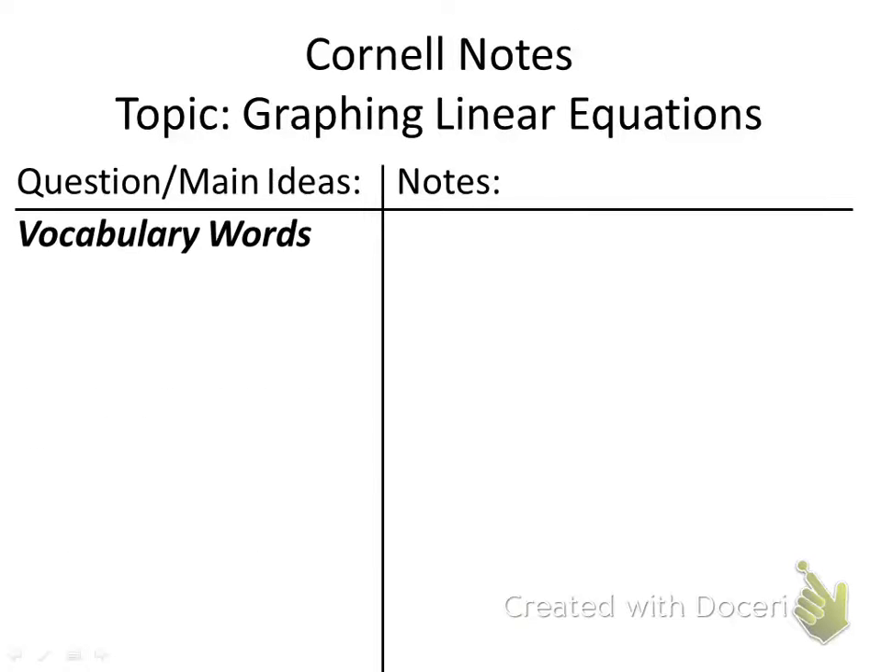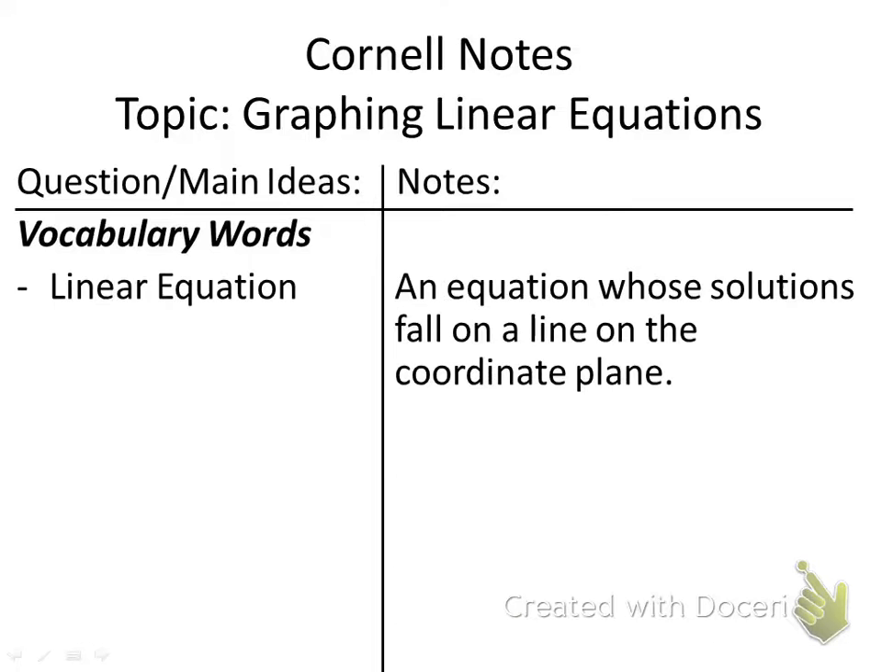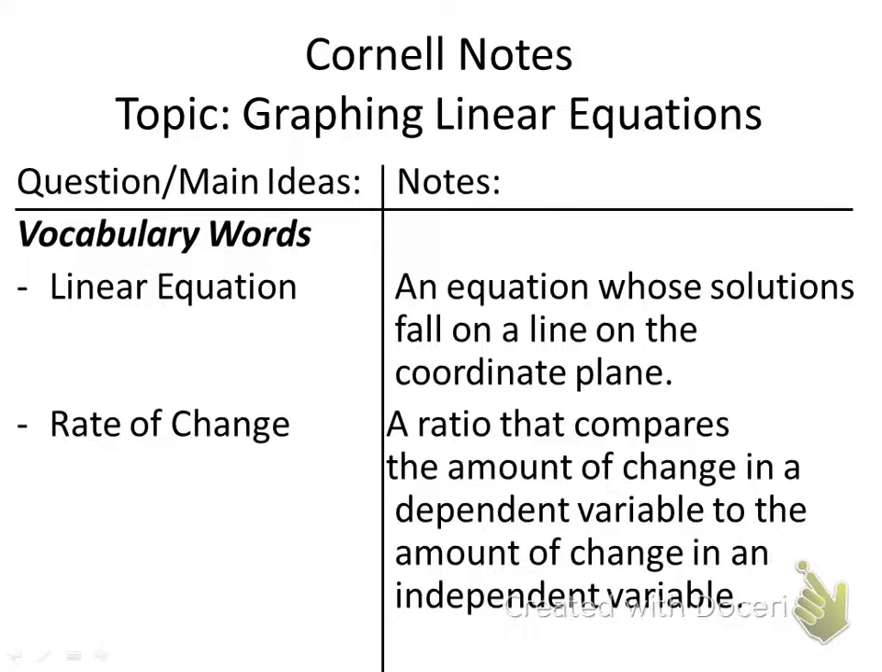The first vocabulary word is linear equation. A linear equation is an equation whose solutions fall on a line on the coordinate plane. The second vocabulary word is rate of change. Rate of change is a ratio that compares the amount of change in a dependent variable to the amount of change in an independent variable.